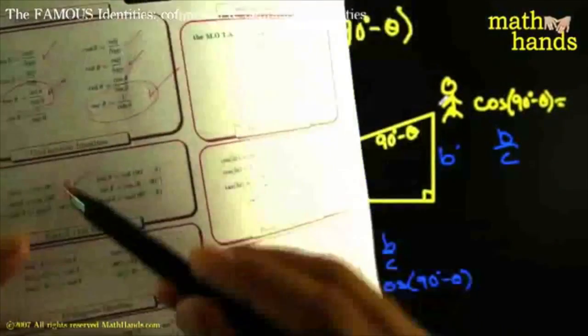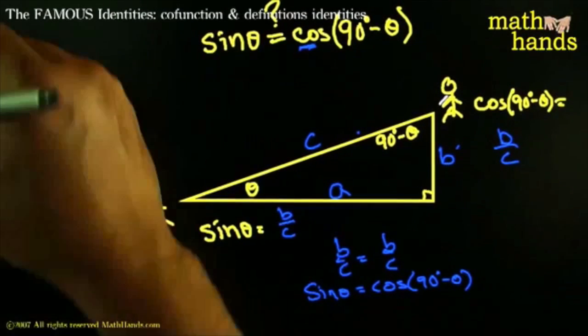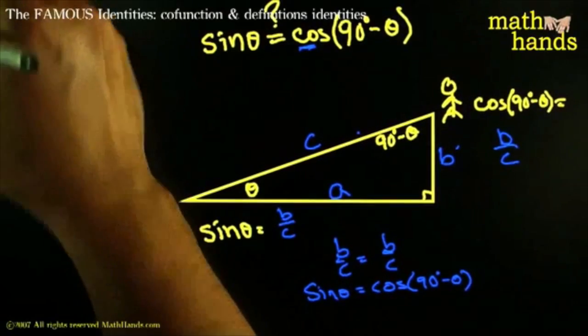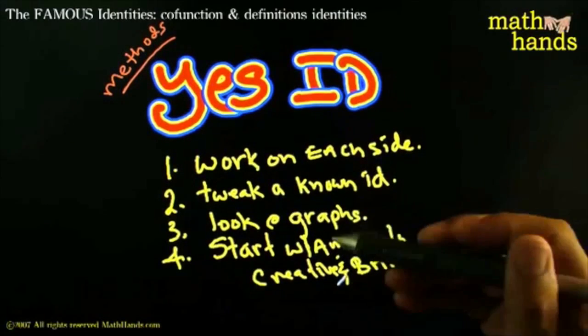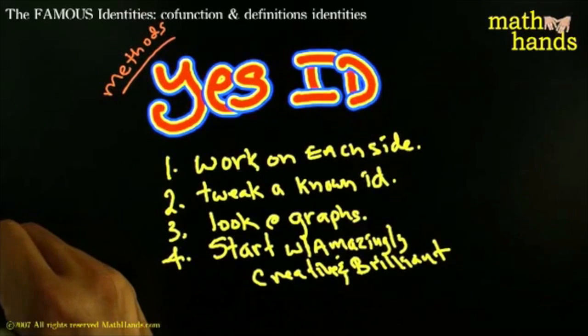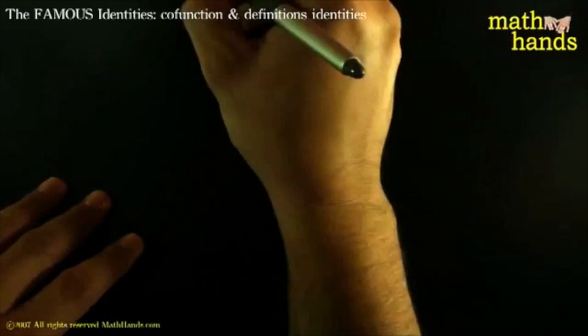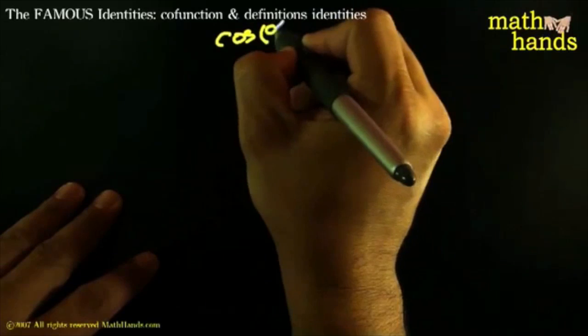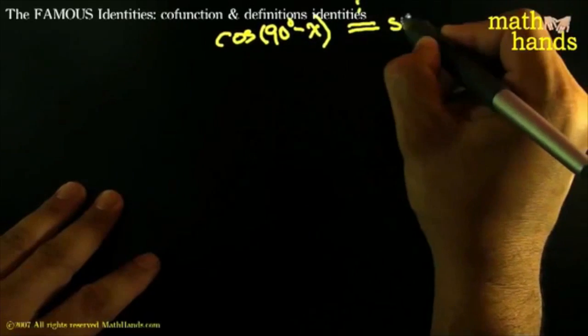Okay? And just for fun, I'll give you a different look at it. Let's think. Well, how many different ways do we have of proving identities? We got 4 ways. Work on each side, tweak an known identity, look at the graphs, start with something amazingly creative. Let's try to look at the graphs, just for fun. So let's start off with this. We want to know is cosine, we want to know in orange, it's cosine of 90 degrees minus x, the same thing as sine of x.